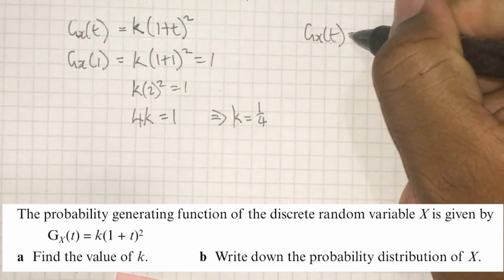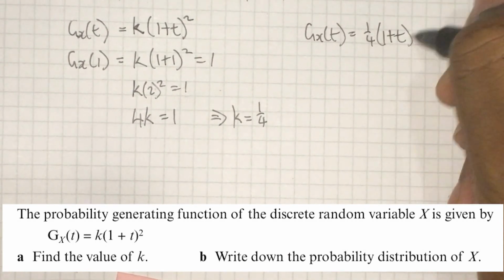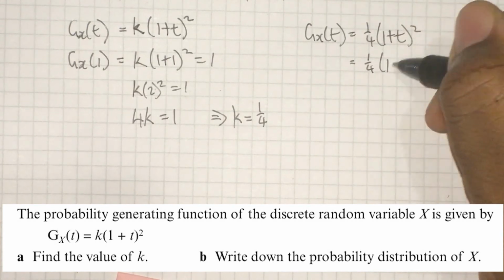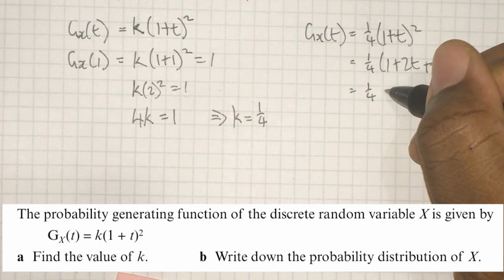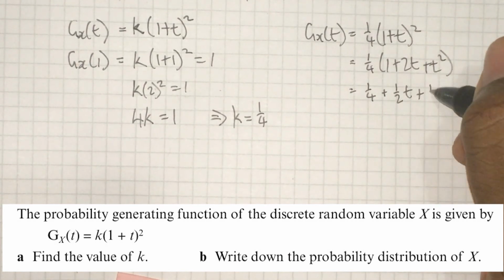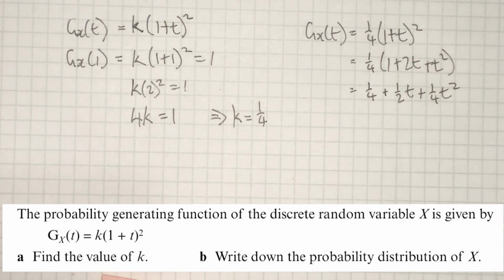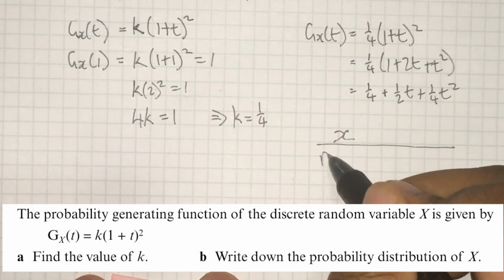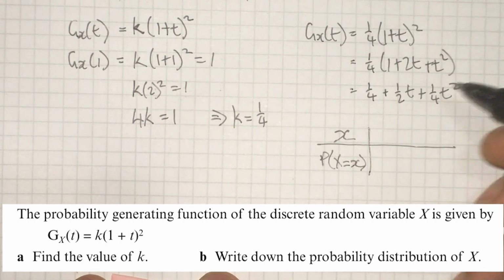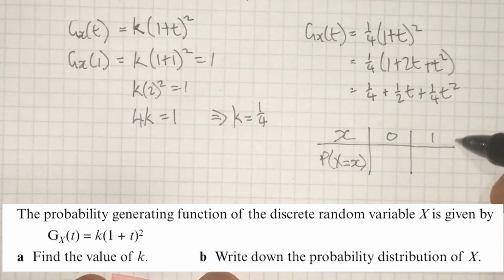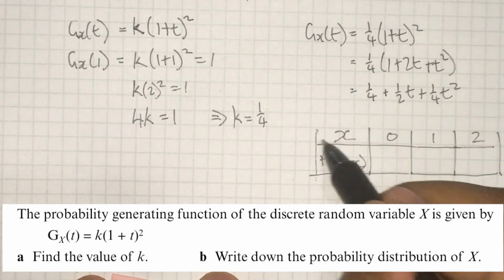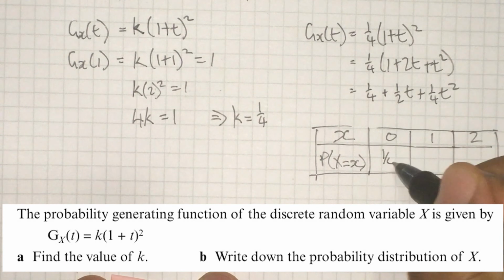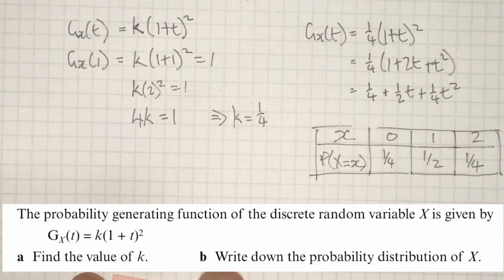Now that we know what k is, let's write out that probability generating function in full. Expanding the brackets, I hope you can recognize this expansion. Multiply the quarter inside, and from there I can produce the probability distribution for the 3 outcomes, which are denoted by the powers. So I've got t to the power of 0, t to the power of 1, and t to the power of 2. And the coefficients are the probabilities. So 0 matches with a quarter, 1 matches with a half, and 2 matches with a quarter.